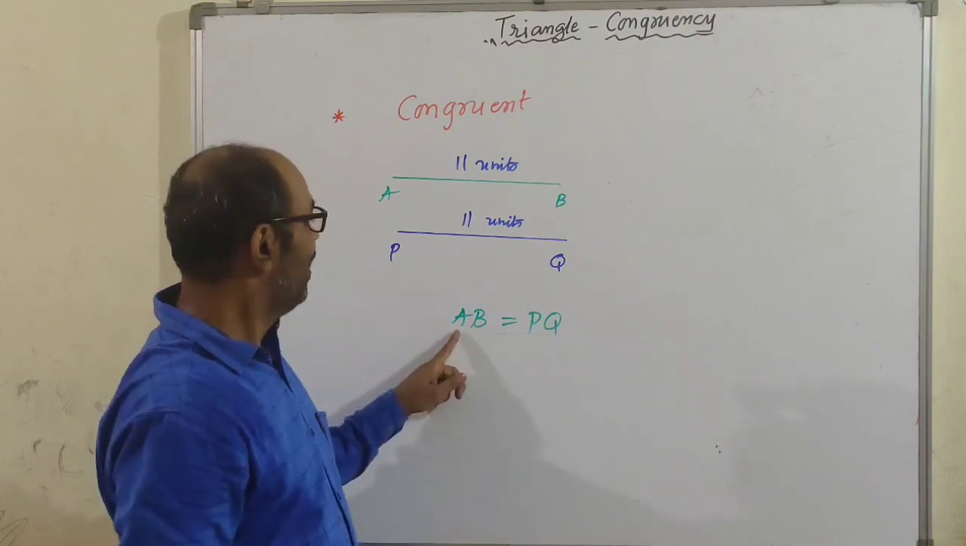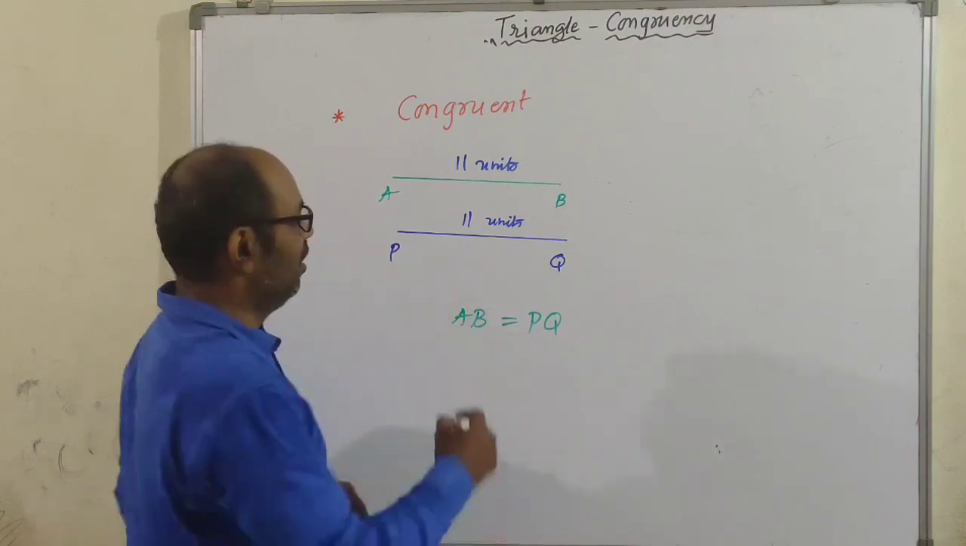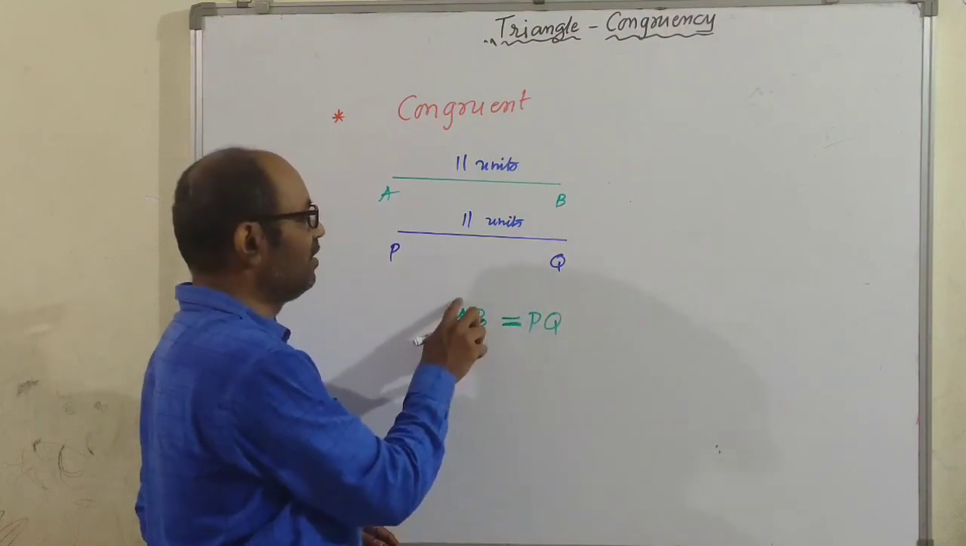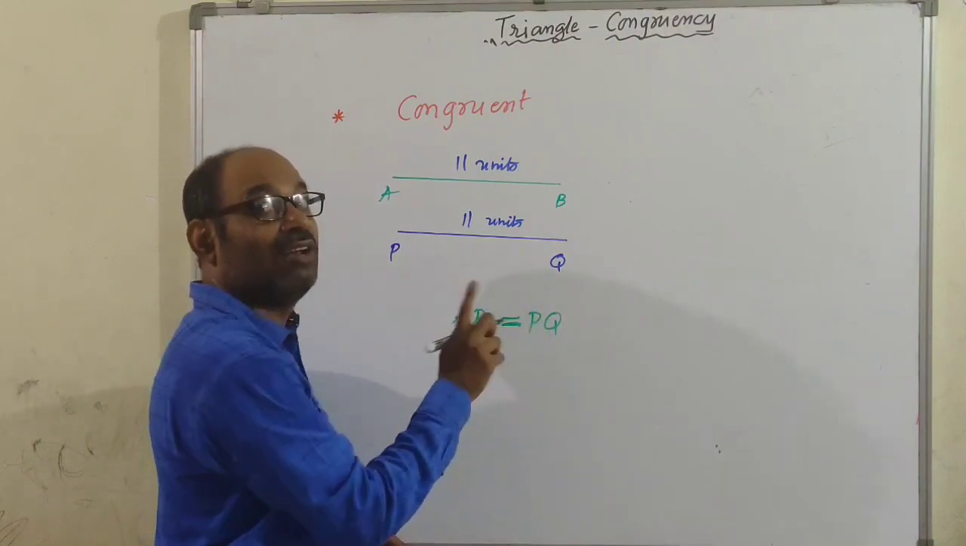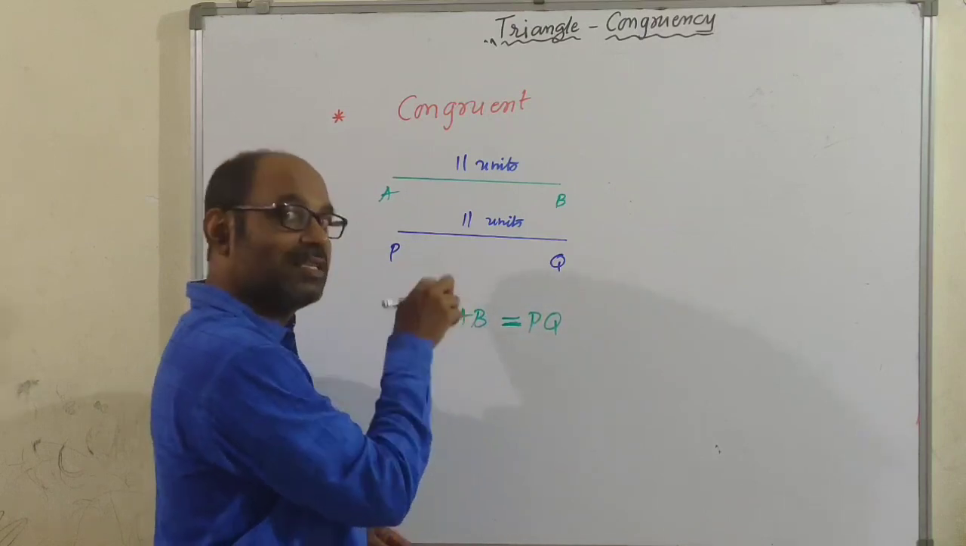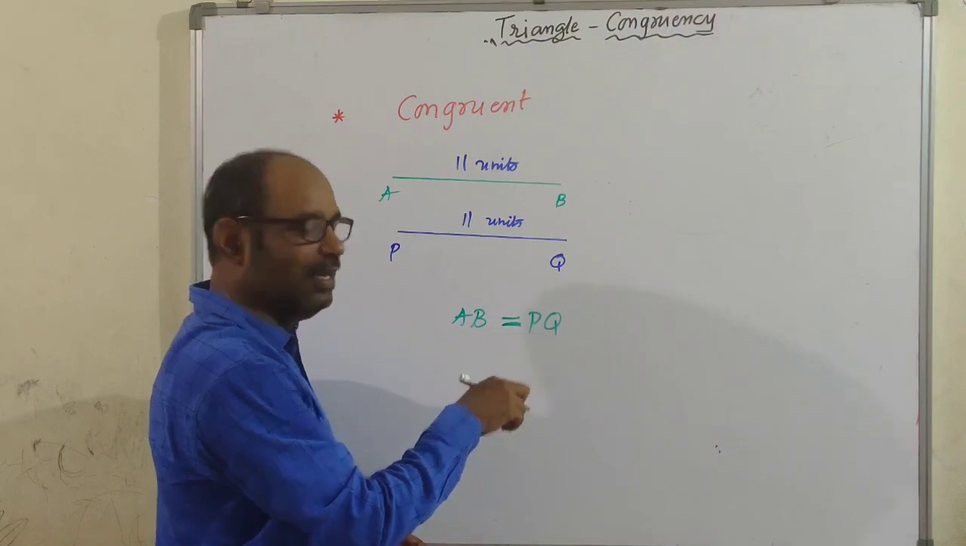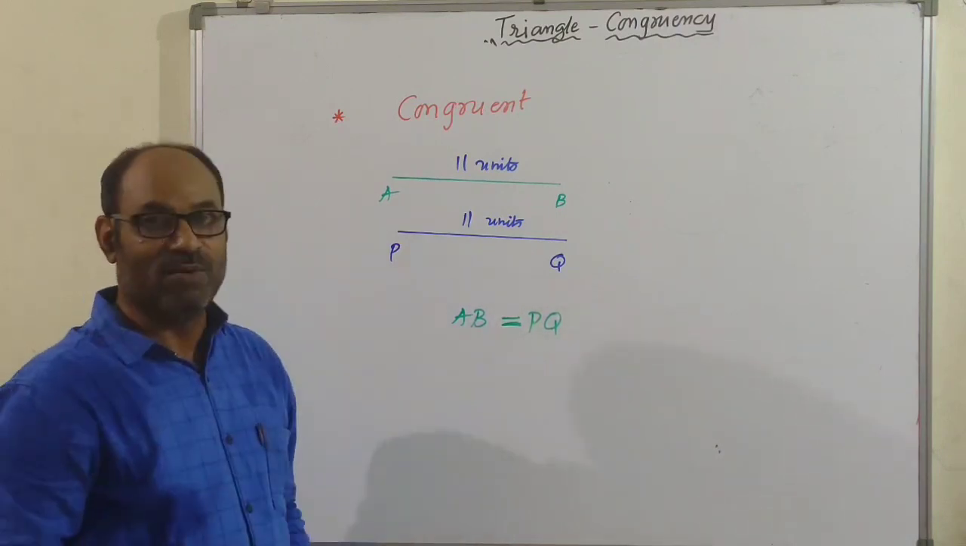Is that clear? So AB here, equal sign is there, no? Children, both are equal. That means this is length. PQ is length, not line segment. AB means length of line segment AB. PQ means length of line segment PQ. Is that clear? So the lengths are equal.